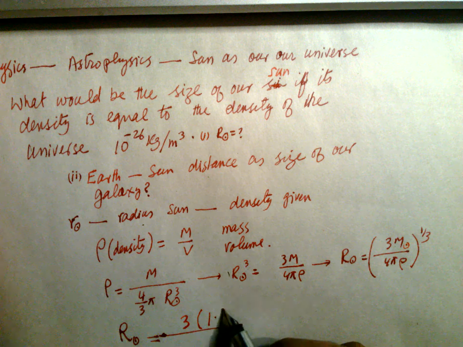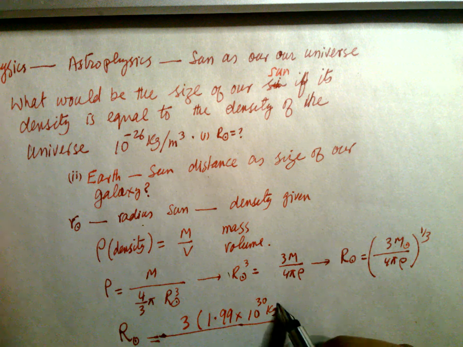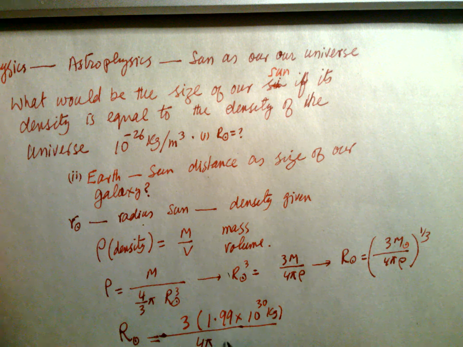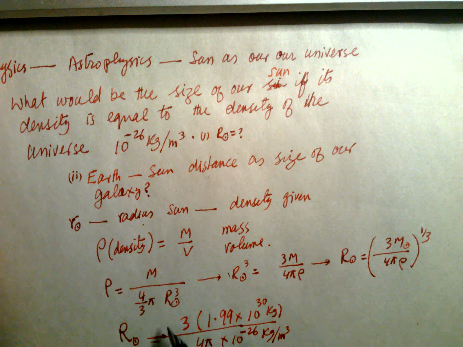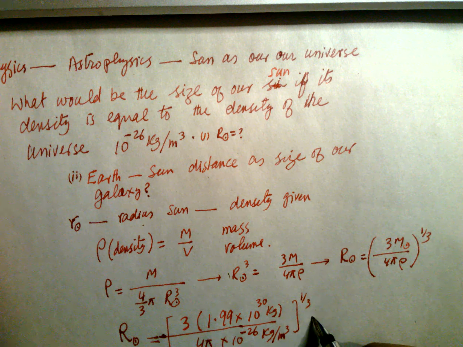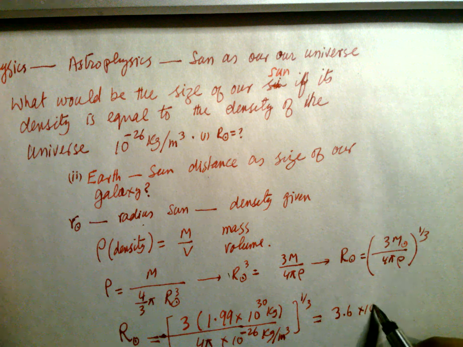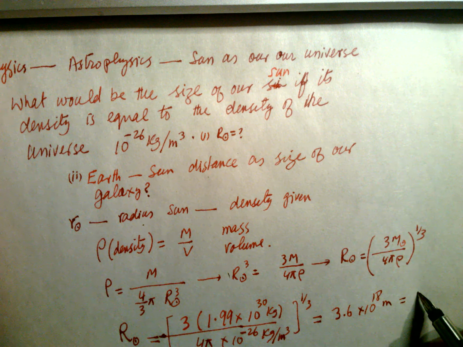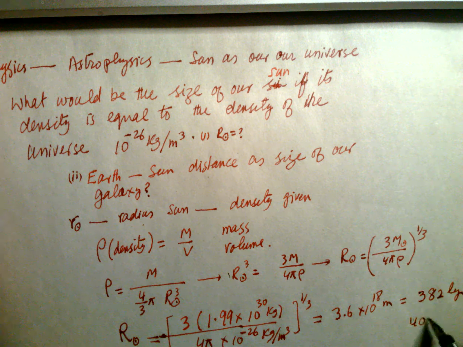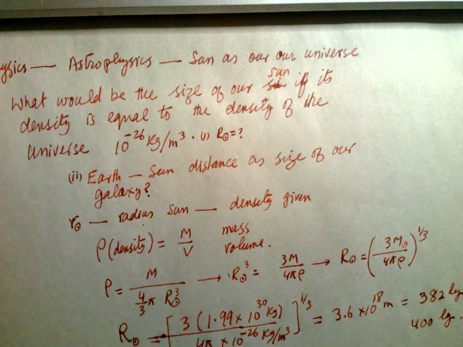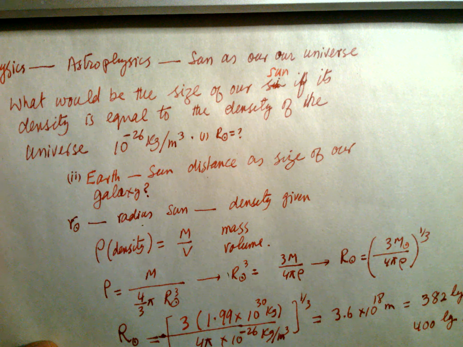So solar mass is 1.99 into 10 raised to the power 30 kg, divided by 4 pi into density, which is 10 to the power minus 26 kg per meter cube, all raised to the power 1 by 3. This is equal to 3.26 into 10 to the power 18 meter, which is equal to 328 light years, or nearly 400 light years. So this is one. R solar will be equal to nearly 400 light years.